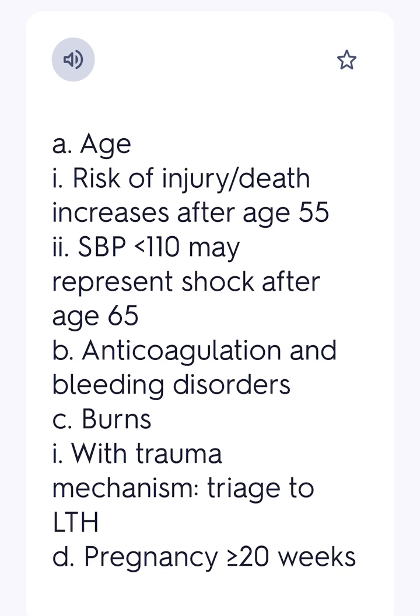A. Age. I. Risk of injury/death increases after age 55. E. SBP less than 110 may represent shock after age 65. B. Anticoagulation and bleeding disorders. C. Burns. I. With trauma mechanism, triage to LTHD. Pregnancy greater than or equal to 20 weeks.